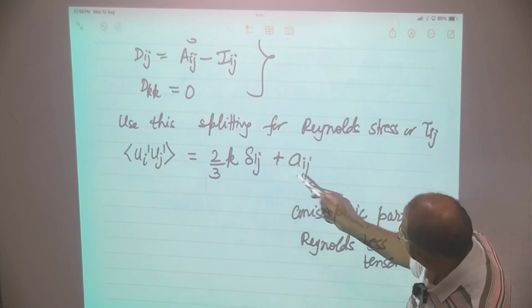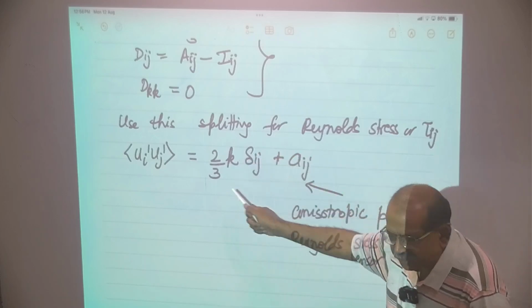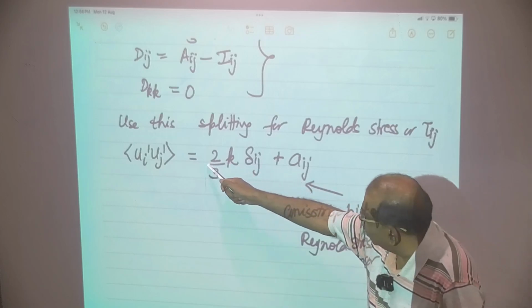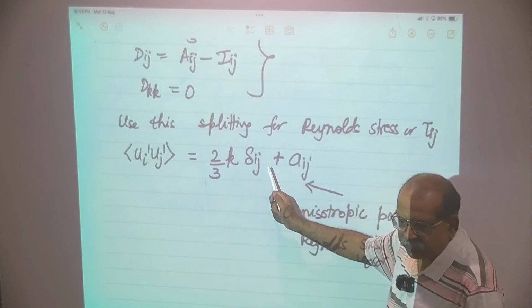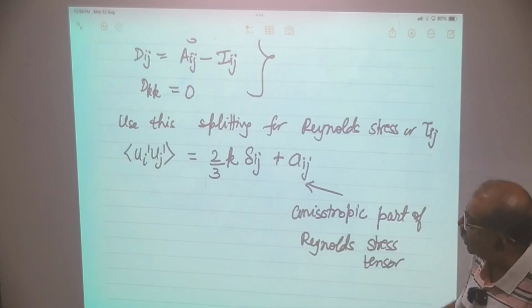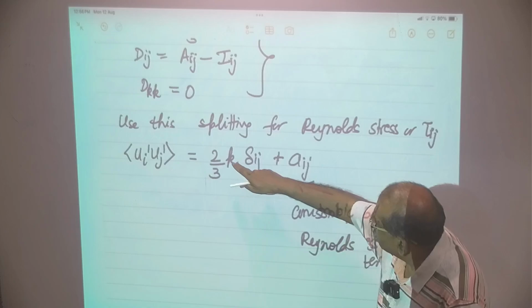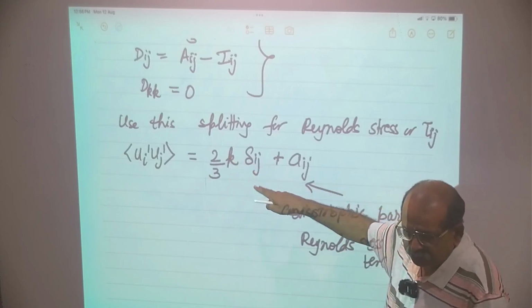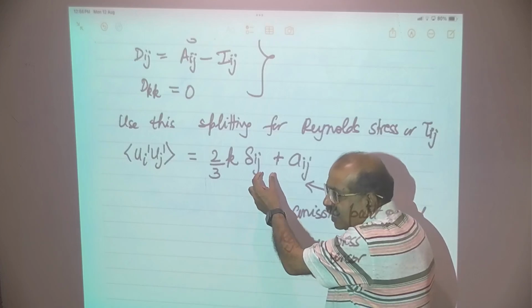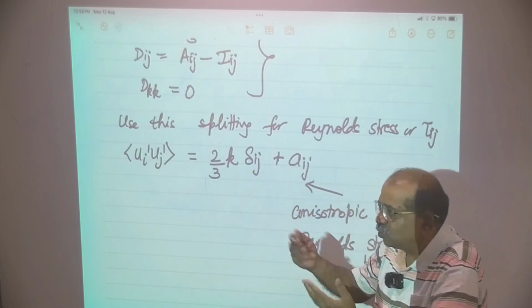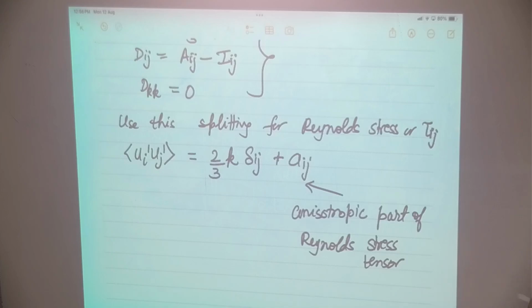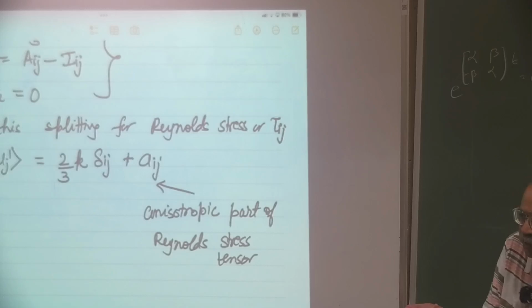So when I take a d by dxj of this whole term, if I take d by dxj of 2/3 k delta ij, then that becomes 2/3 times partial k by partial xi. Because with d by dxj and delta ij, there is a rule in the summation: when you have a common index with delta, then whatever comes in front of that, the common index goes away and we replace it by the second index. This is the summation convention, how it works.